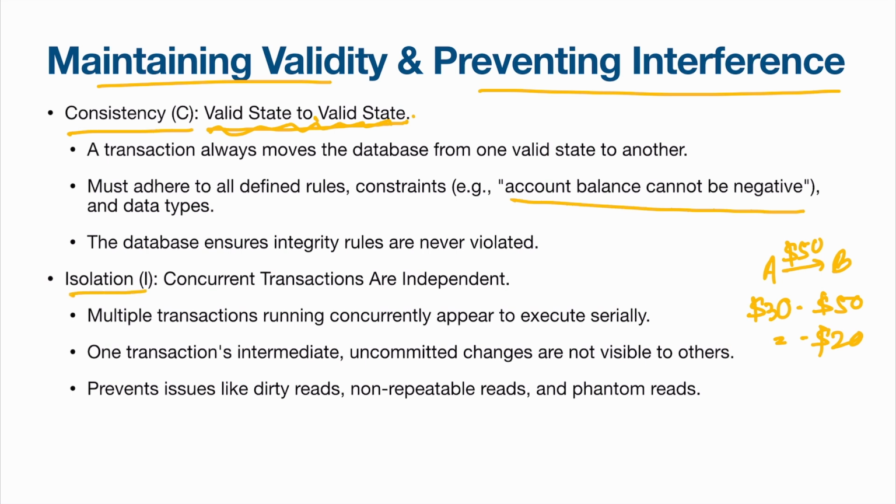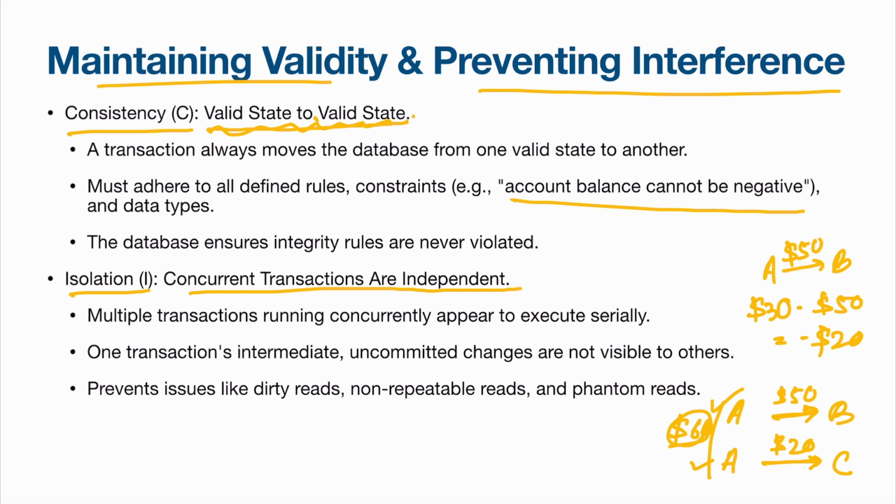And what is isolation? So concurrent transactions are independent. It might be a bit difficult to understand. So let's say I am doing two transactions, A to B I am doing $50, and A to C I am doing $20. So what will happen in this case? Let's say I start with $60 balance with A. So the first transaction can go through, but the second transaction cannot go through. If they happen at the same time, either the first one will succeed or the second one will succeed, but both of them cannot succeed.